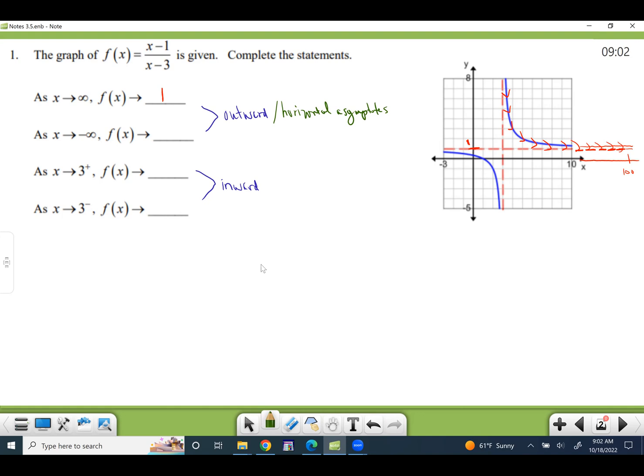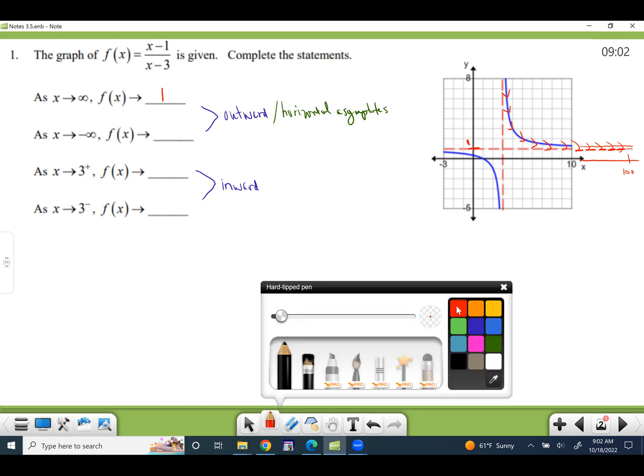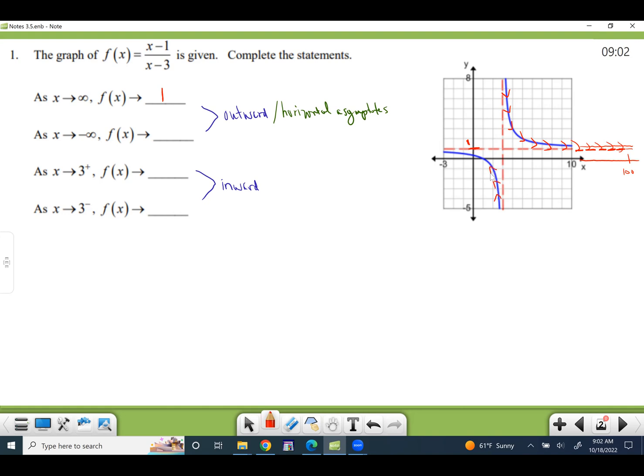All right, now for negative infinity, you're still going to head outward, but you're just going to head outward towards the left, because we know negative infinity is off to the left when it comes to x. And you can see I'm still getting closer and closer to this dotted line.